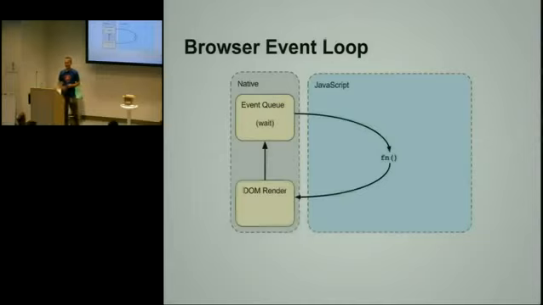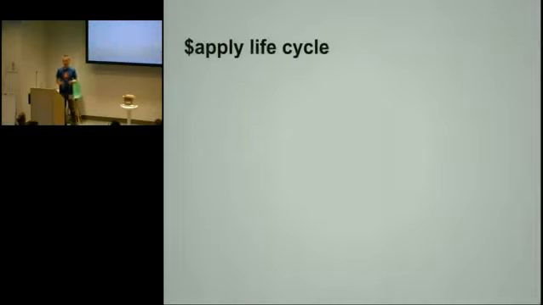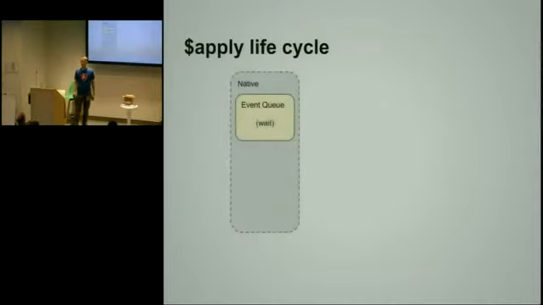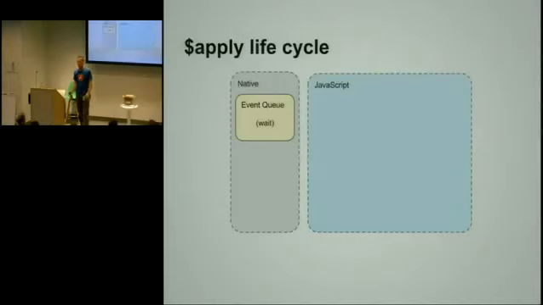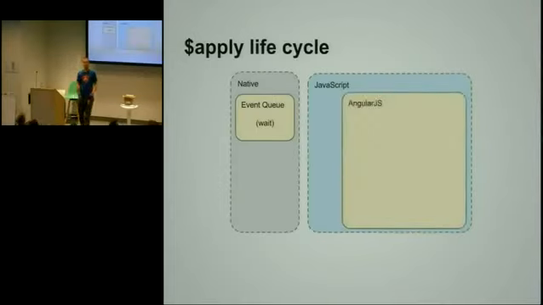Okay, so this is how it works in the browser, and it's called the event loop. In Angular applications, we, of course, cannot do anything different than what the browser does by default, but we can extend it. So we have the native part of the browser with the event queue where the browser is sitting all the time and waiting for something exciting to happen. We have the JavaScript world where our application lives, all of our scripts and all of the models, everything lives there. And then we have our AngularJS application inside of this JavaScript world.